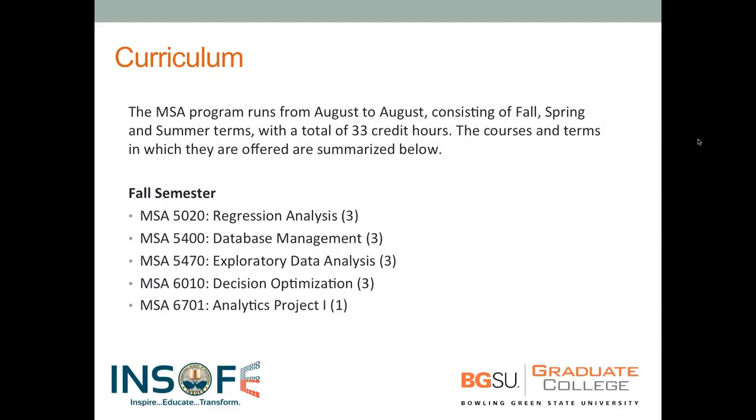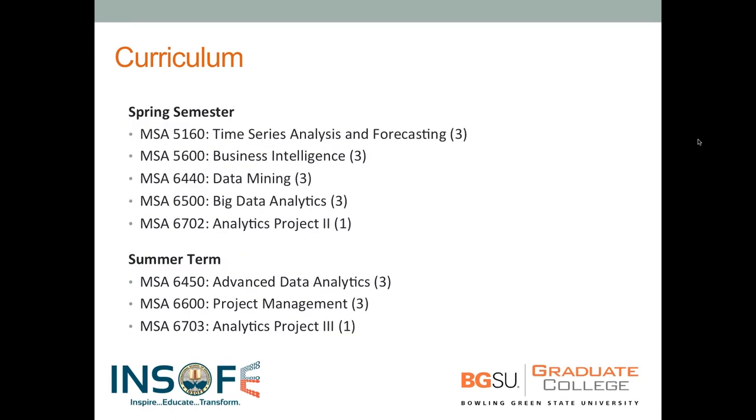So, okay, Dr. Ye, if we want to go back then to talk a little bit more about the curriculum. Yeah, just a quick overview of the curriculum. As I said, it's 12 months from August to August. So you have 3 terms: fall, spring, and summer. In each of the terms, particularly fall and spring, you have 4 classes plus the 1 credit hour analytics project. In the fall semester, you'll be taking courses in regression analysis, database management, exploratory data analysis, and decision optimization. In the spring semester, you follow up with time series analysis, business intelligence, data mining, and big data analytics. In big data analytics, the focus is actually on Hadoop. And in the summer term, you finish up with 2 additional courses: advanced data analytics and project management.